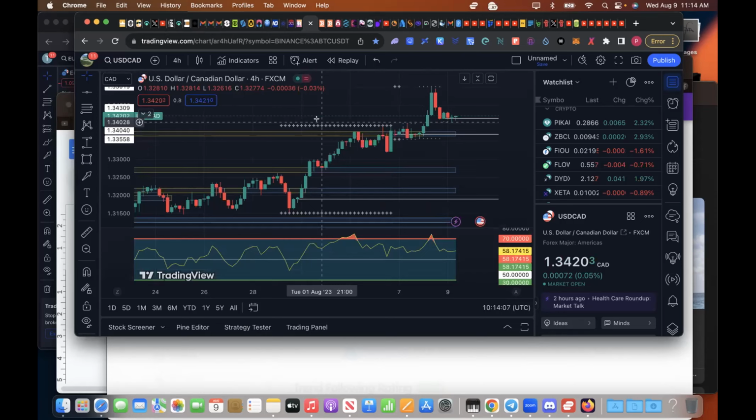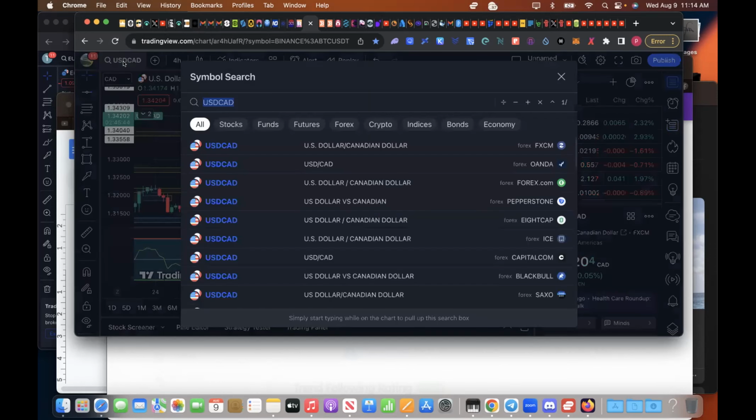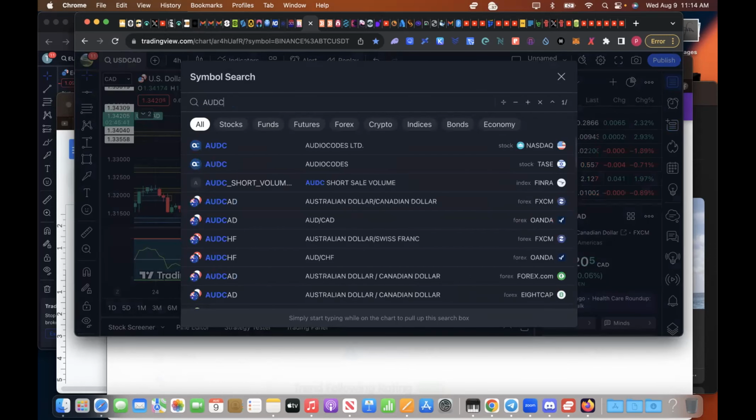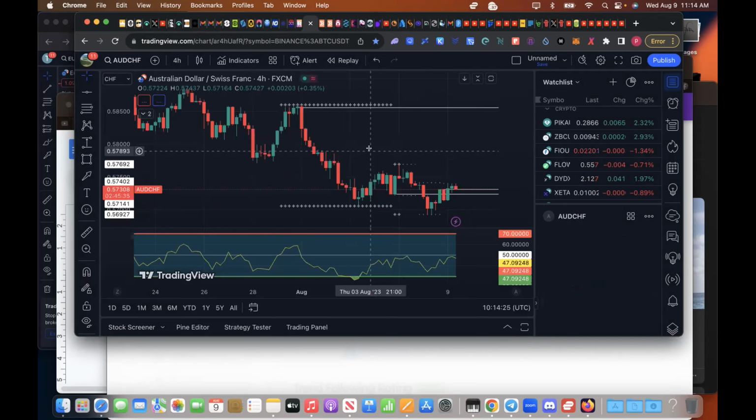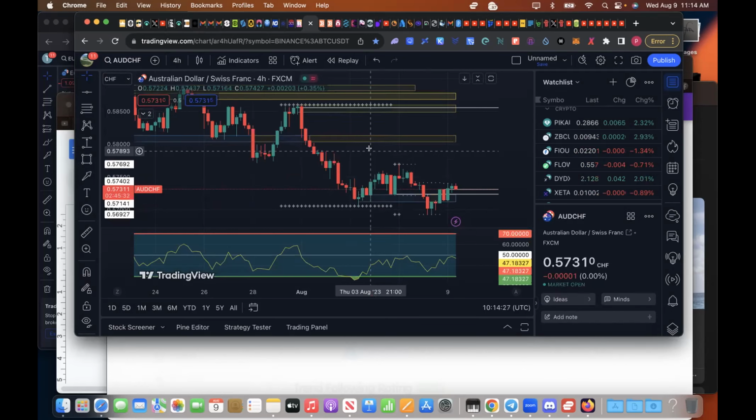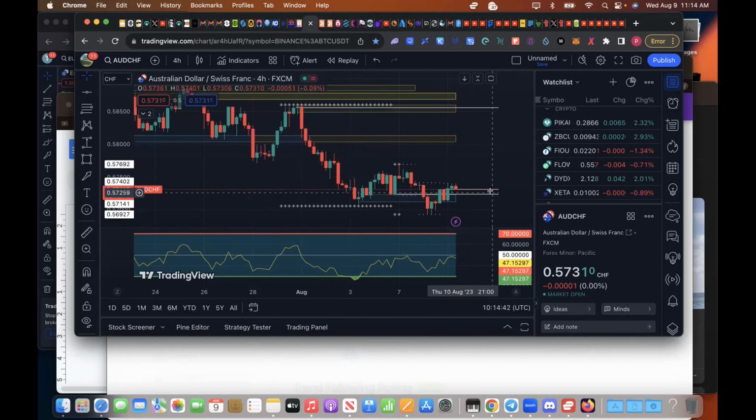AUD CHF, what's up? You good to go? You can see this. The type of trade I don't like. But although it looks good for buying, right? It looks good for buying. Yeah, let's look at it. AUD CHF looks good for a buy.